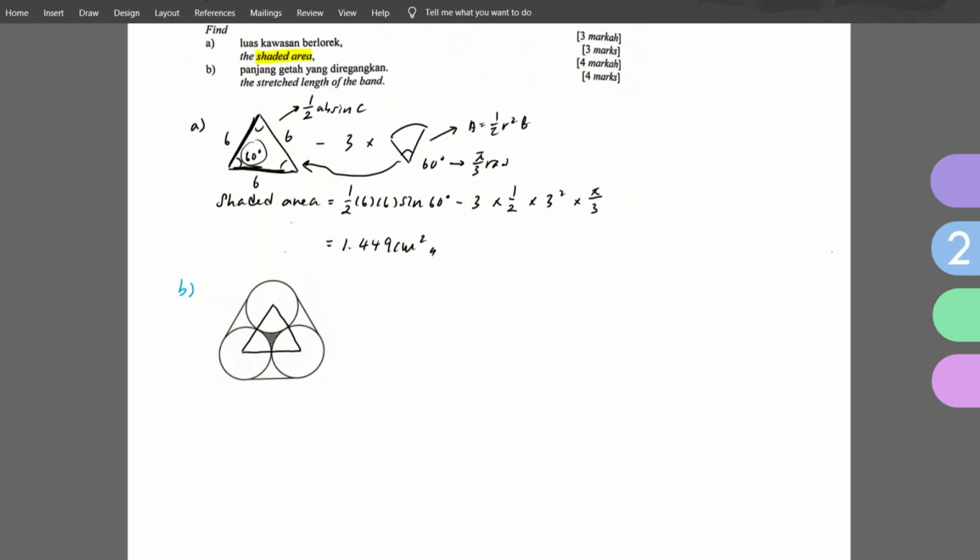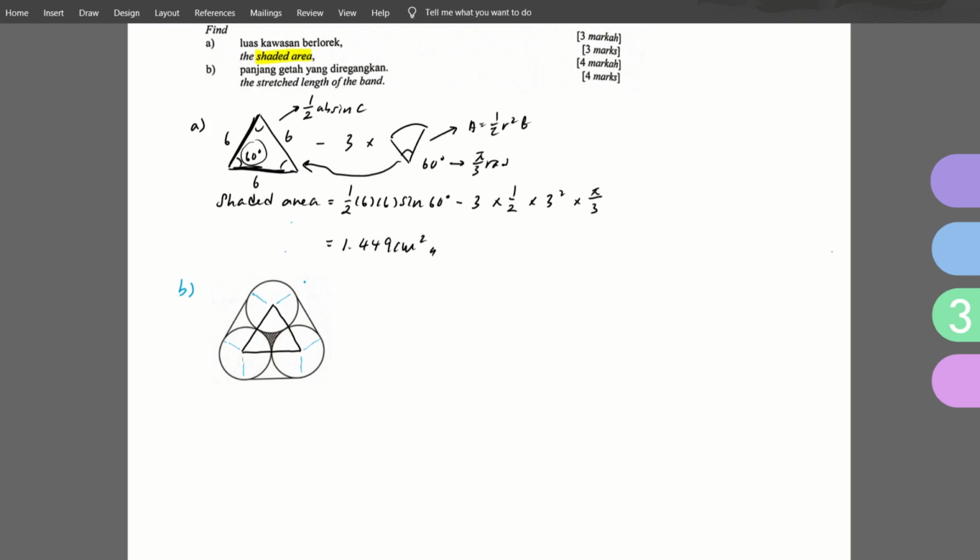So moving to part B, we are trying to find the band's length. Here, what we can see is the band has straight lines here, but curved lines here. So we split this big problem into two parts. One is the straight line and one is the curved line. Okay? So if you focus on the straight line, we can use the radius that we formed in part A to form a rectangle.